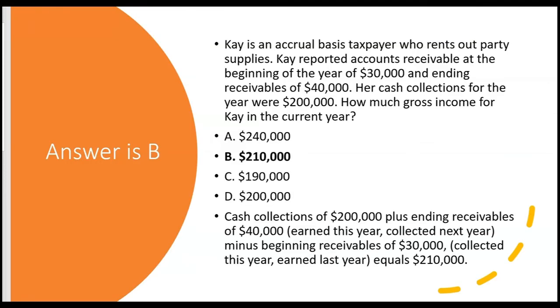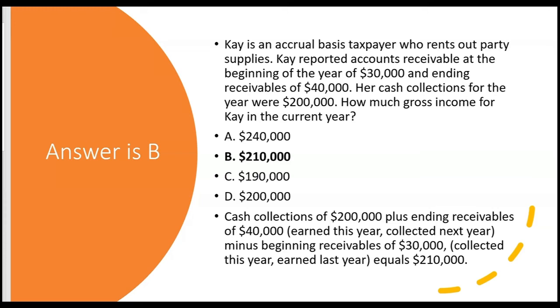And you would start with what was collected in cash, the $200,000. Then you would add the ending receivables, the $40,000. Why? Because that was earned this year. It won't be collected until next year, but it was earned this year. So $240,000, is that the answer?